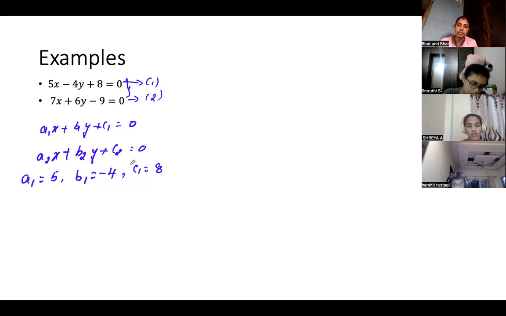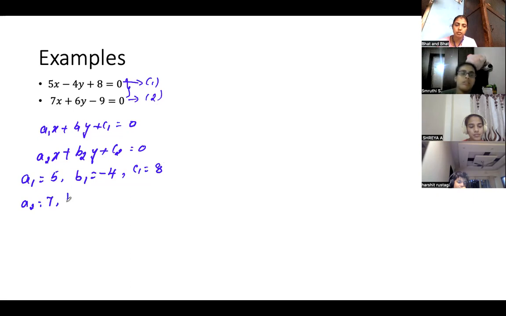Now stop writing. First understand one problem properly. For only one problem I will write everything like this. All the others, without writing this, you can tell orally what interpretation you can give. Now, in the same way, a2 is 7, b2 is 6, and c2 is minus 9. Correct?